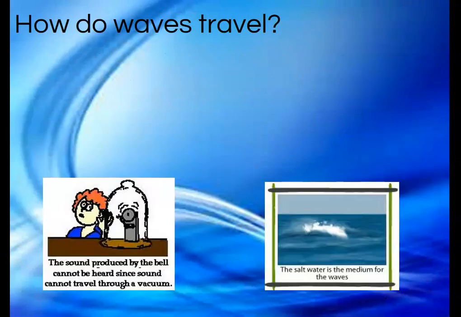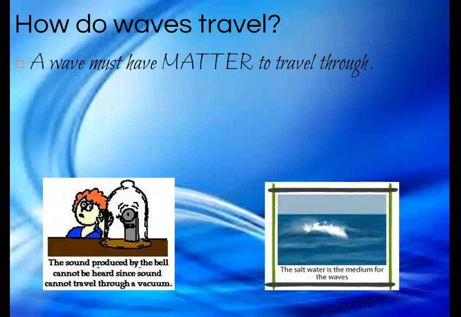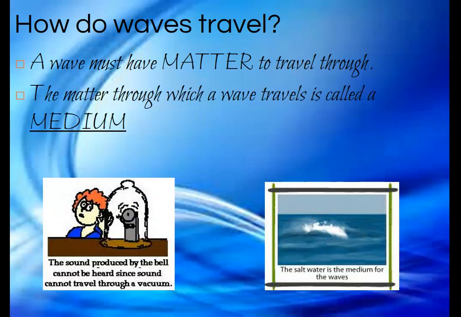So how do waves travel? Well, waves must have matter to travel through. They must have a medium. They must have something that they're moving through. When we refer to the type of matter that a wave is traveling through, that is a medium. If we're referring to the air, and we get sound waves, the air is our medium. When we talk about water or the ocean, the water is then the medium, the matter that the energy travels through that creates the wave. So just to repeat, waves travel through matter. The matter that it travels through is referred to as the medium.